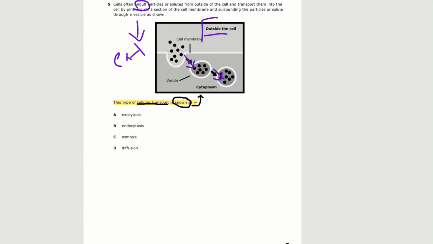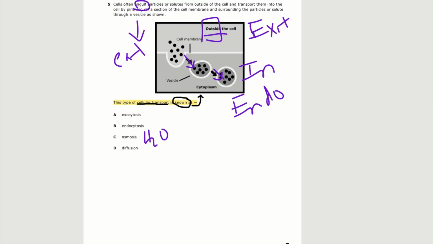So do you see how it's going in? If this is out, this is exit. If this is in, this is endo. Inside, adentro. So, your answer was not osmosis. That's the movement of H2O. Diffusion is spreading of particles.